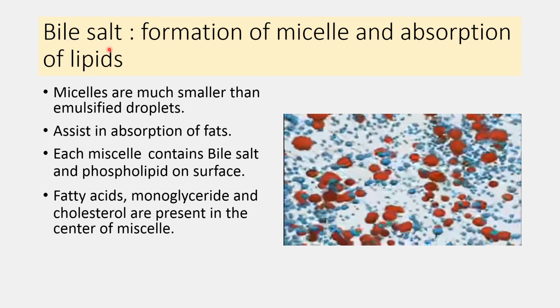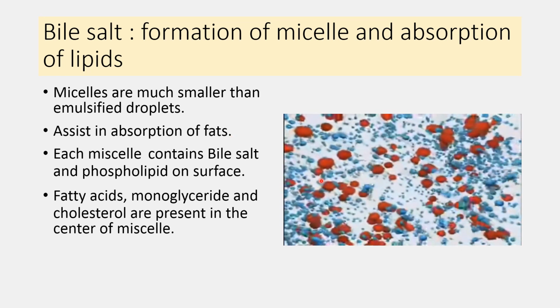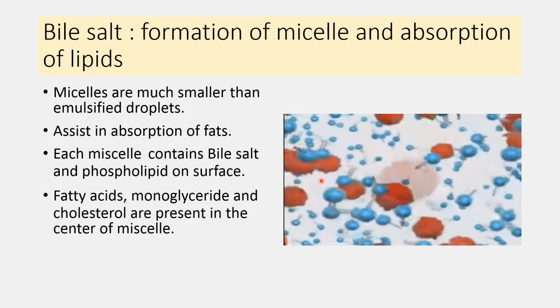Bile salt also helps in the formation of micelles and absorption of lipids. Micelles are much smaller than the emulsified droplets and they assist in the absorption of fats. Each micelle contains bile salt and phospholipid on the surface, and fatty acid, monoglyceride and cholesterol present in the center of the micelle. Now this video explains the formation of the micelle.